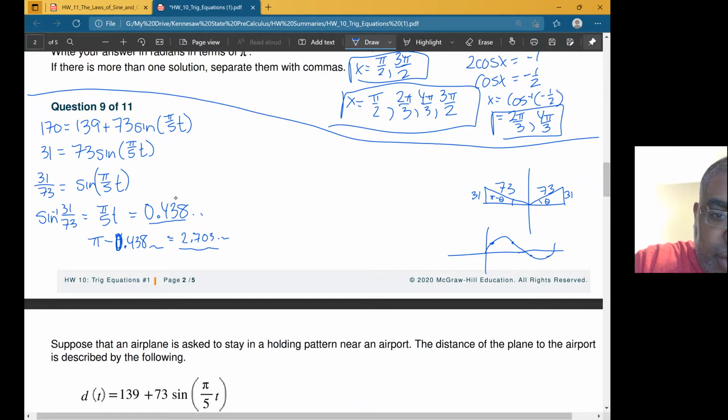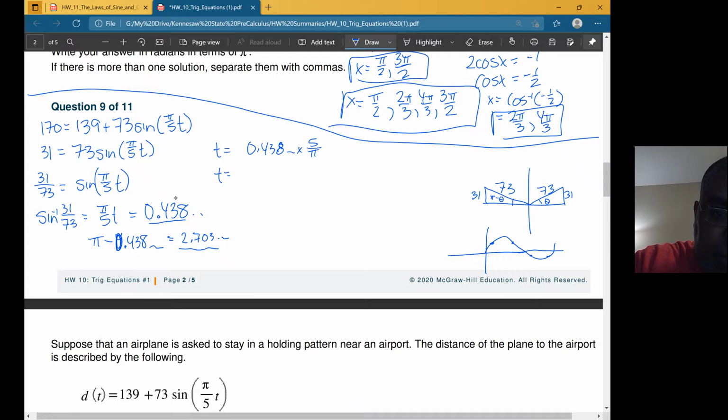So I take this number, 0.438, so on and so forth, and I multiply it by 5 over pi, because it's the same thing as dividing by pi over 5, because I'm trying to get the t by itself. T is also equal to 2.703, so on and so forth, times 5 over pi. I do it for both of them.